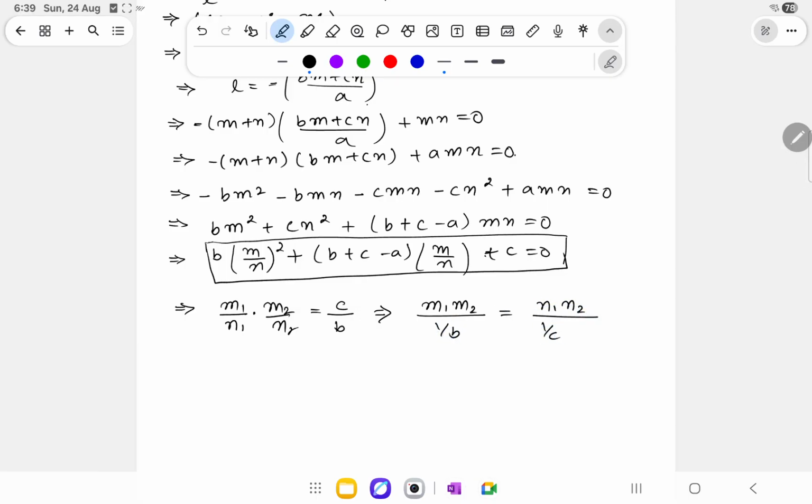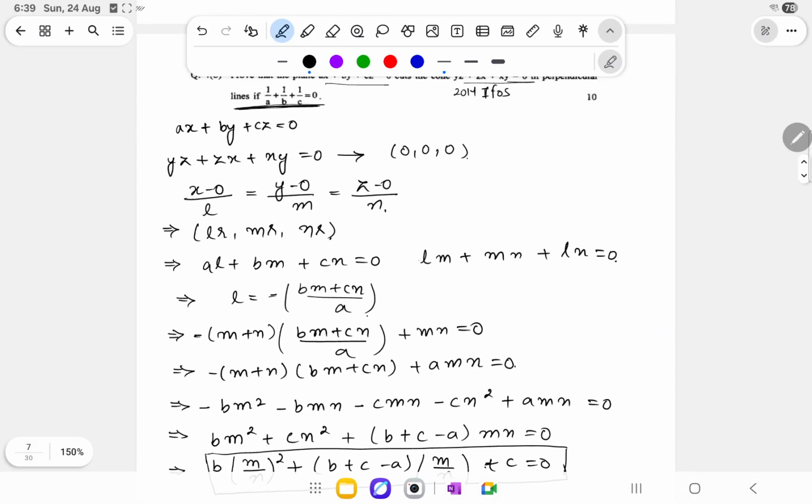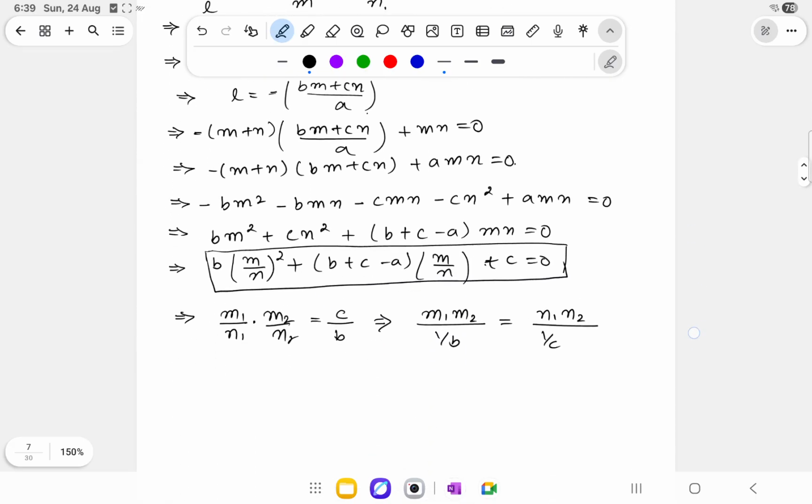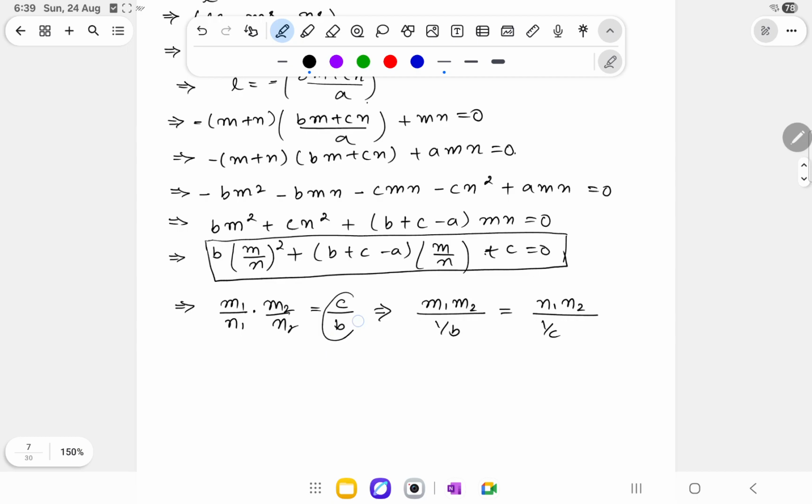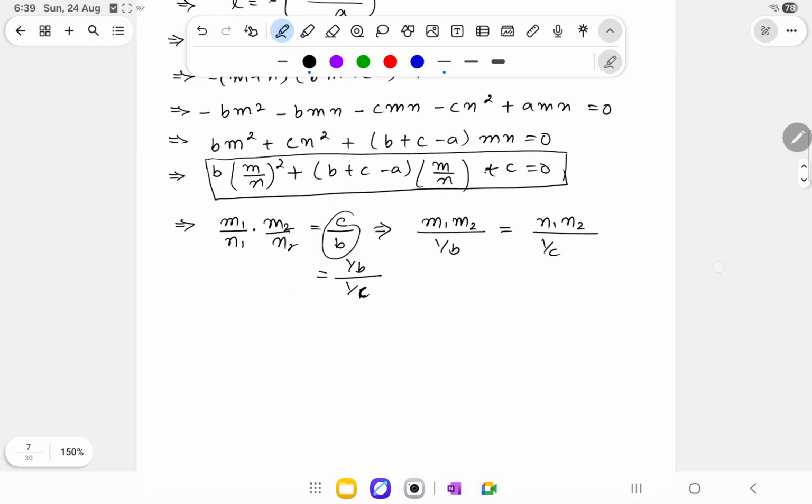I didn't take it like m1 m2 by c and n1 n2 by b because we're supposed to prove our relation, and here I need 1 by a plus 1 by b plus 1 by c. So what I have done is I have written this as equals to 1 by b divided by 1 by c and then exchanged the terms.